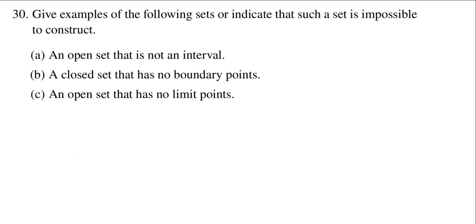Okay, in problem number 30, we're asked to give more examples of sets, or say that it's impossible. So let's see. Part A, an open set that is not an interval. So an easy way to do this, well, let's take an open set. How about (1, 3)? That is an interval. But what if I take another one? I don't know, (7, 9). That's also an interval. If I union them together, that's an open set, but not an interval.